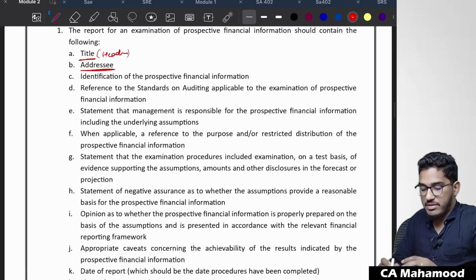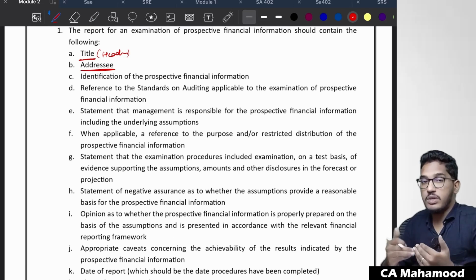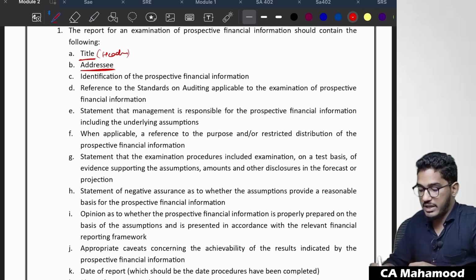Number 2, there should be an addressee. A proper addressee should be there. To whom you are expressing your opinion, that addressee also should be there.